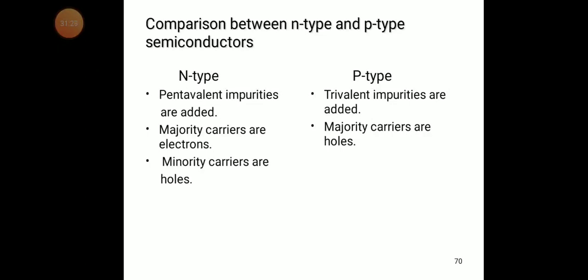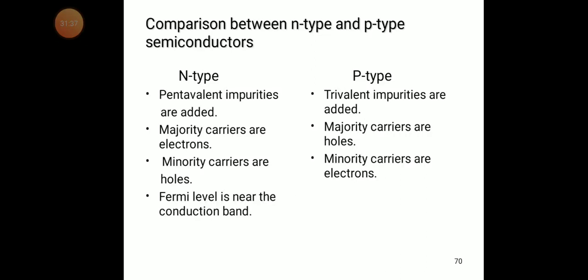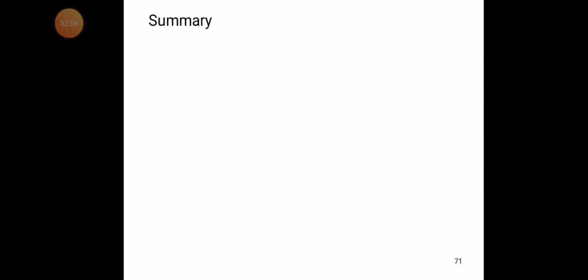In N-type material, the majority charge carriers are electrons and the minority charge carriers are holes. Coming to the P-type semiconductors, the majority carriers are holes and the minority carriers are electrons. The Fermi level is near the conduction band in the N-type material. The Fermi level is near the valency band in the P-type material.